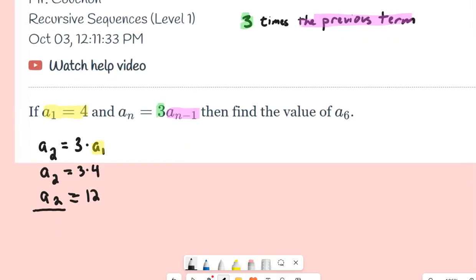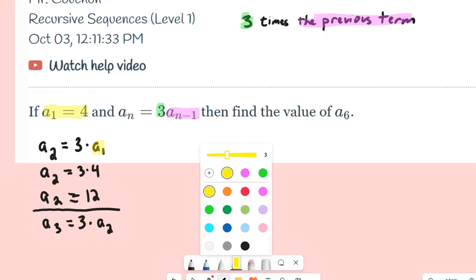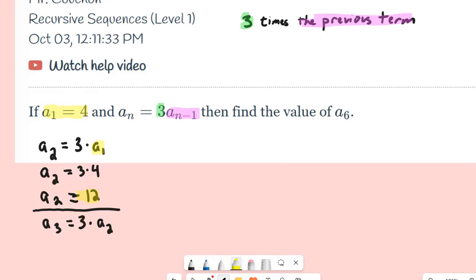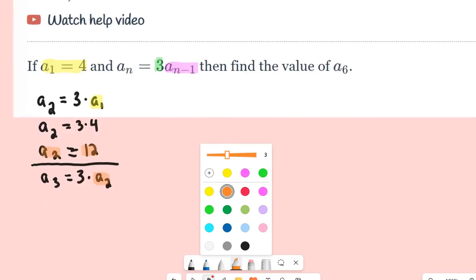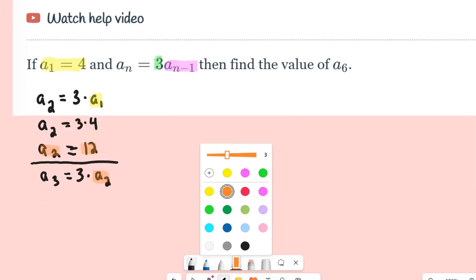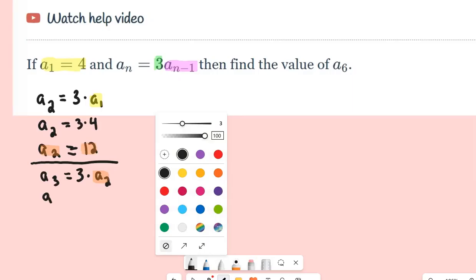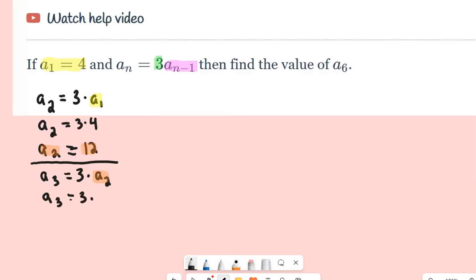Alright, now let's do a sub 3. A sub 3 would be 3 times a sub 2. Do we know what a sub 2 is? Yep, it's right here. It's 12. That's a sub 2. So now I just have to plug this in. A sub 3 equals 3 times 12. So a sub 3 is going to be 36.